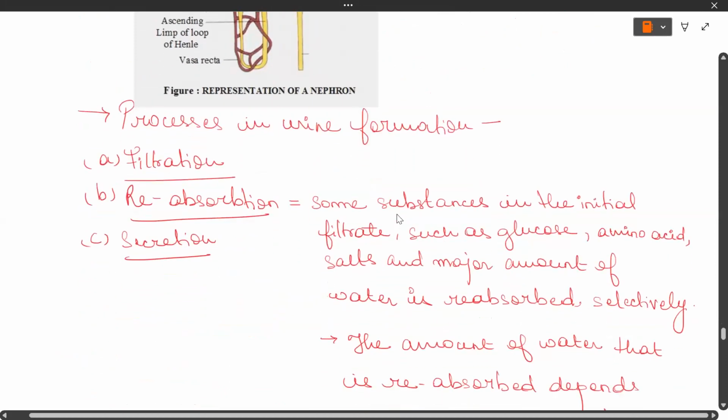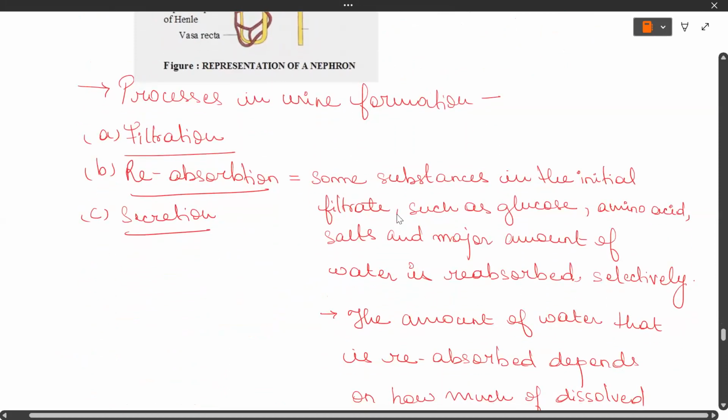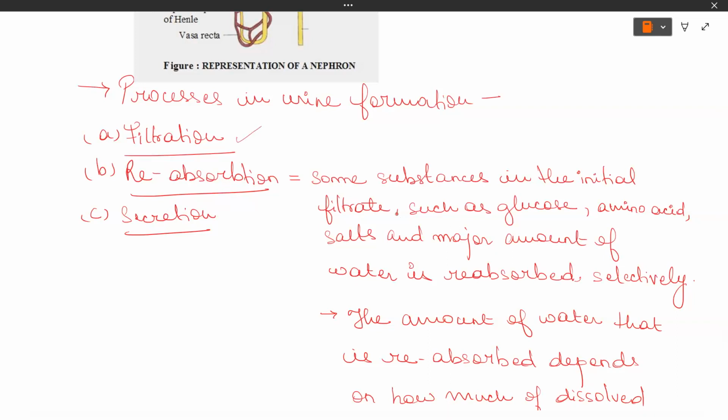Now let us see the different processes that take place in urine formation. You already know that filtration takes place when the blood is filtered. Apart from filtration, step 1 is filtration, step 2 is reabsorption, and step 3 is secretion. During reabsorption, some substances in the initial filtrate are taken back. Once the blood has been filtered, the end product is known as the filtrate.